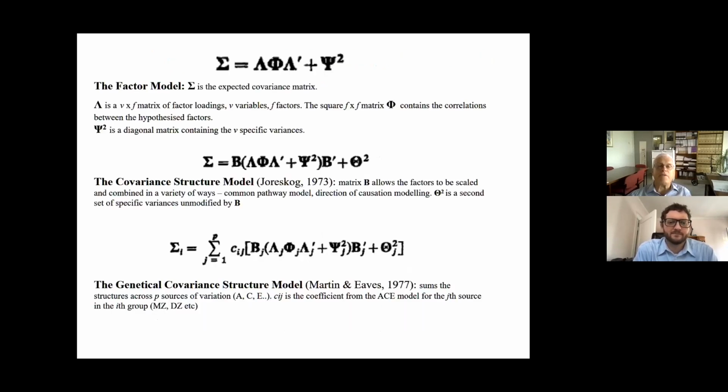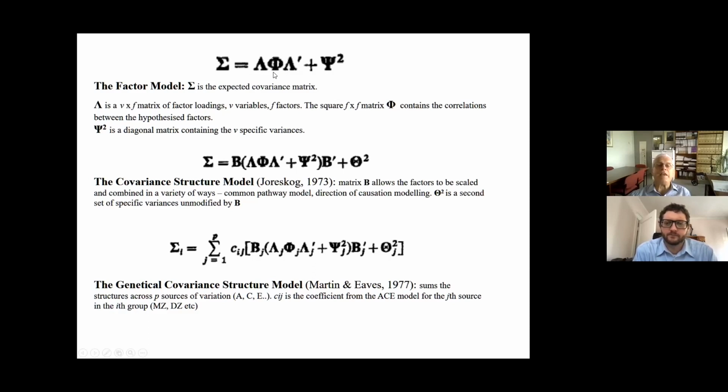So this slide's a bit of a horror, and I do apologize. You have to be able to think in matrices. But to those of you who've done psych, you should at least be familiar with this factor model. Sigma throughout here is our expected covariance matrix, which for the factor model is a function of a matrix of factor loadings for V variables and F factors. So it's a V by F matrix. And phi is a matrix of correlations between those factors.